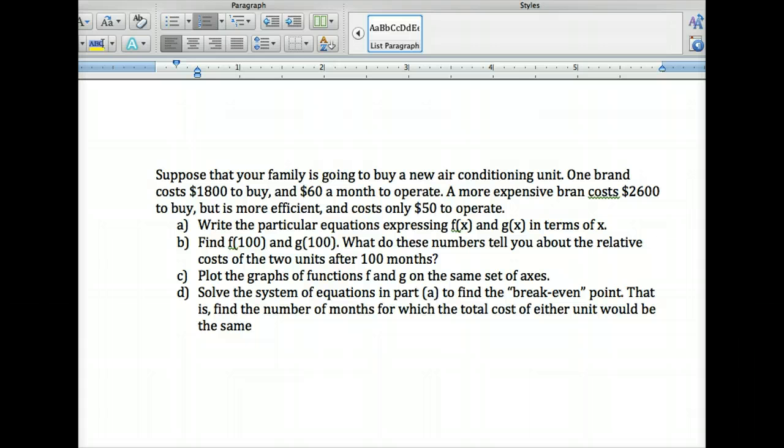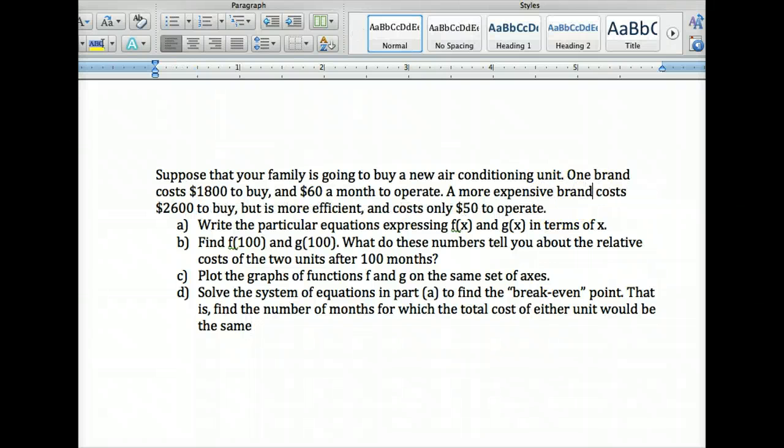So for this next problem, we're going to suppose that your family is going to buy a new air conditioning unit. One brand costs $1,800 to buy and $60 a month to operate, while a more expensive brand costs $2,600 to buy, but is more efficient and costs only $50 to operate.